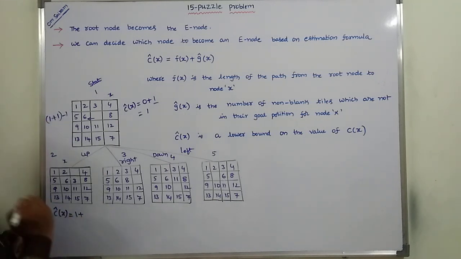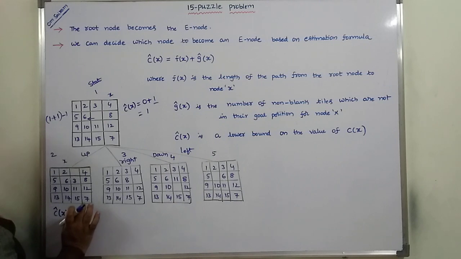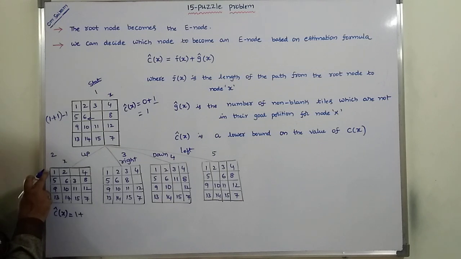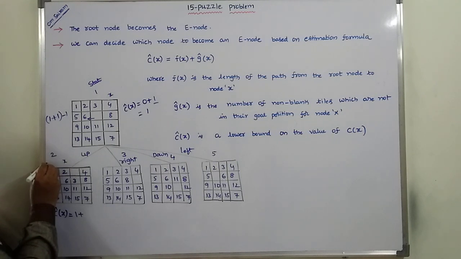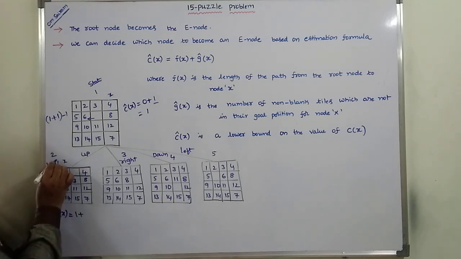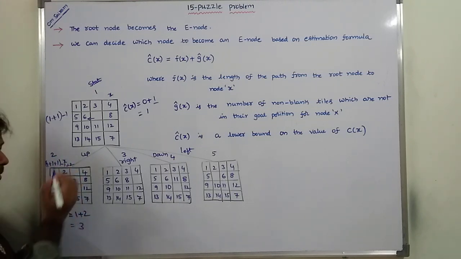That is 1. 1 plus, next, how many non-blank tiles are not in their correct position? 1 correct position, 2 correct position, 3 not in correct position, 4 correct position, 5th correct position, 6th correct position, 3 not in correct position, 8 already correct position, 9, 10, 11, 12 already in correct position, 13, 14, 15 already in correct position, 7 not in correct position. So 3 minus 1, that is 2. So that is 1 plus 2, that is equal to 3.